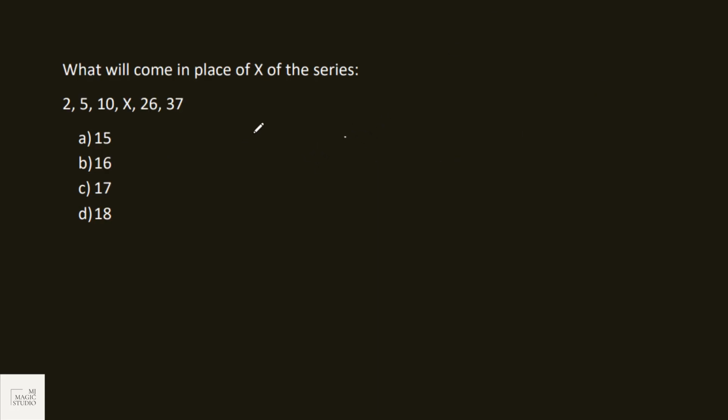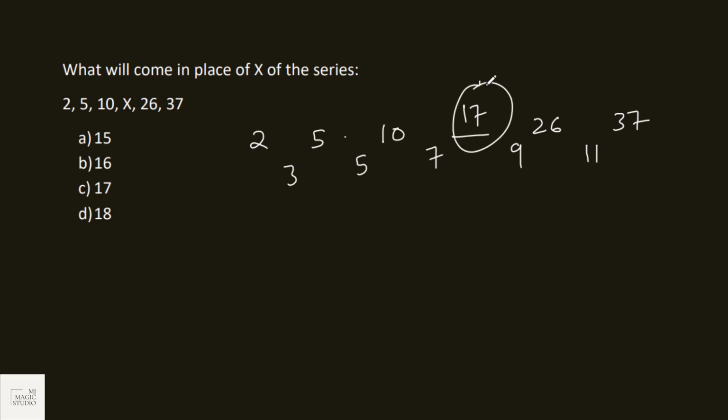What will come in place of X? 2, 5, 10, missing, 26, 37. Let's go by our difference table. This is 3, 5, and here the difference is 11. Okay, it's just getting the feel. 3, 5, 7, 9, and then 11. So 10 plus 7 is 17. And 17 plus 9 is 26. Bingo. It should go with 17. Differences are an odd number series starting with 3. 17 should be the best pick.